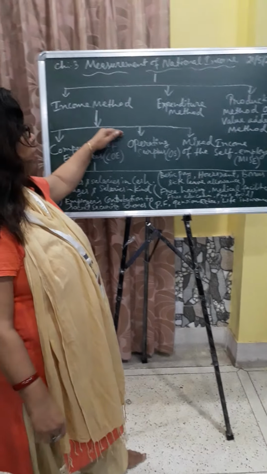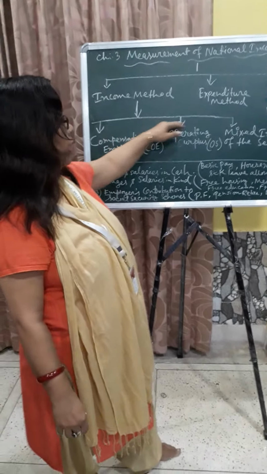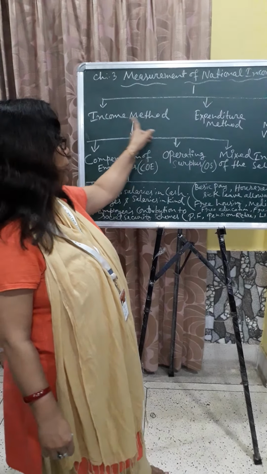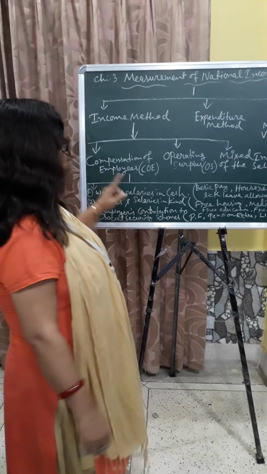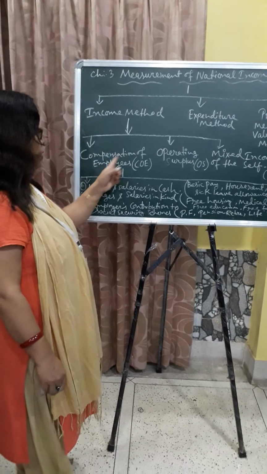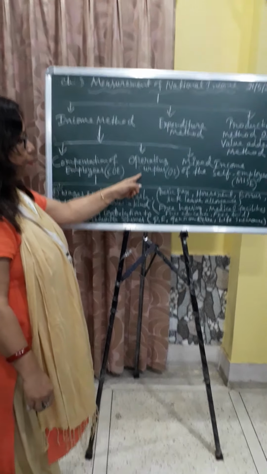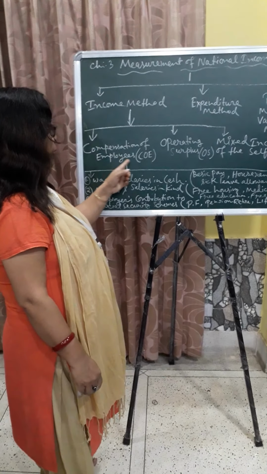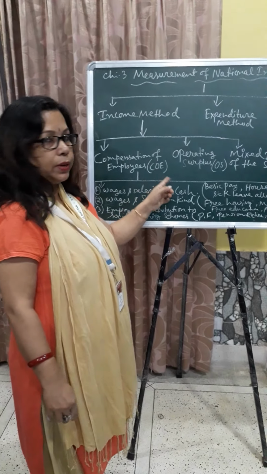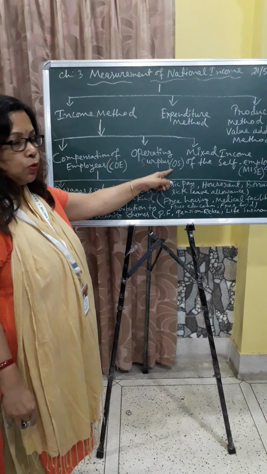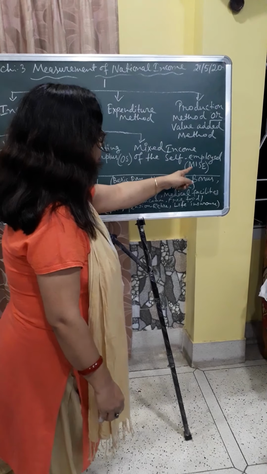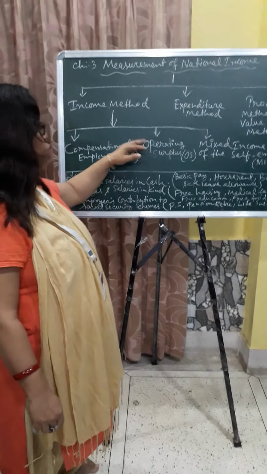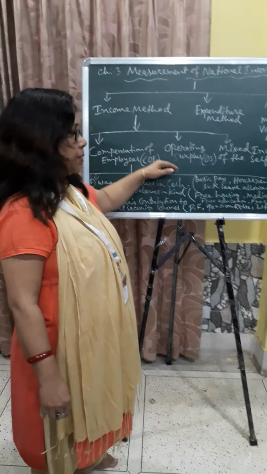Now here I have made the three components of the income method. Clearly you see that the income method has three elements. Number one, compensation of employees, COE; operating surplus, OS; and mixed income of the self-employed, MISC. So these are the short forms of the elements.